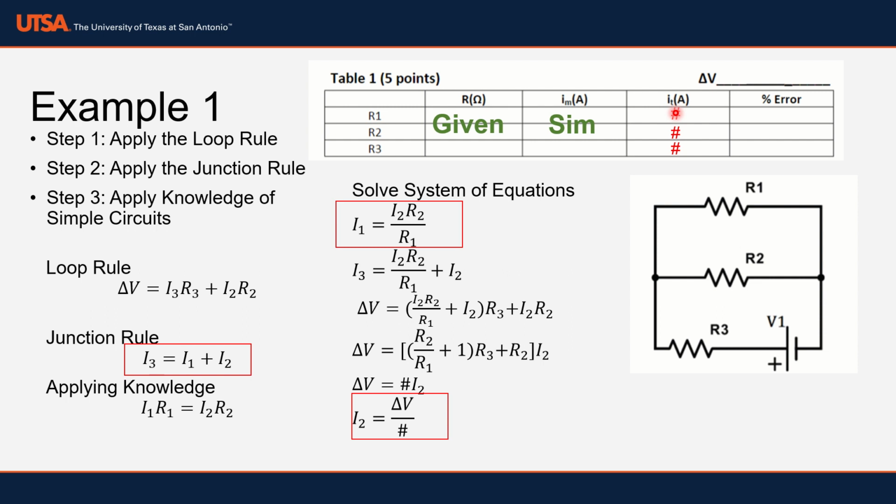So you put I1 there. Once you know I1 and I2, you're going to come back to this equation: I1 plus I2 equals I3, and then you calculate that and plug it into your table. So this is the main setup, or the main process, of solving these circuits. We're going to solve these circuits by doing a system of equations.